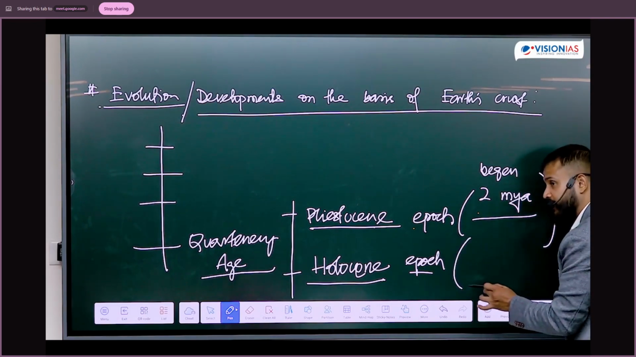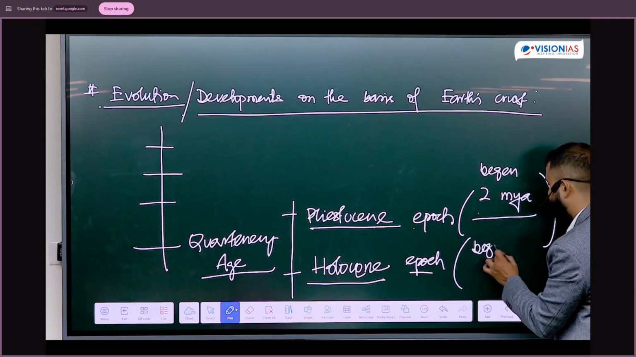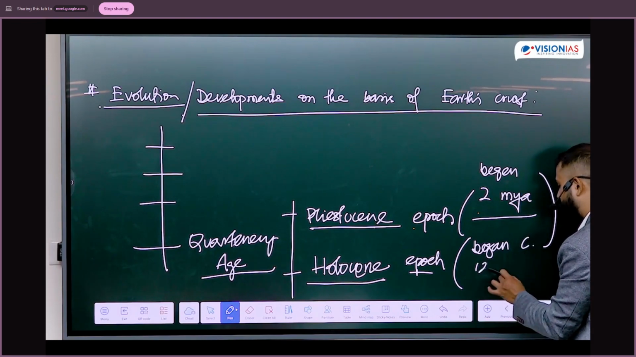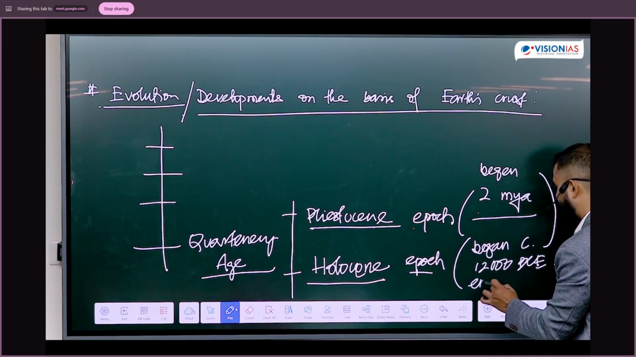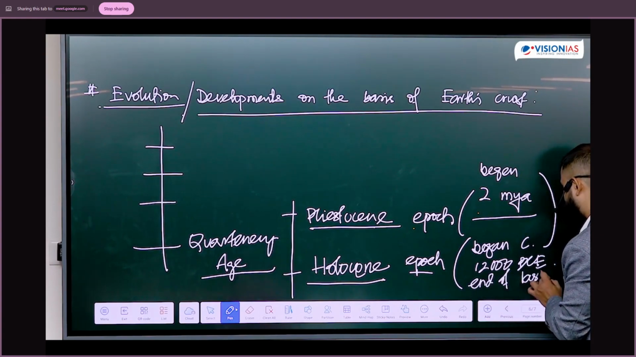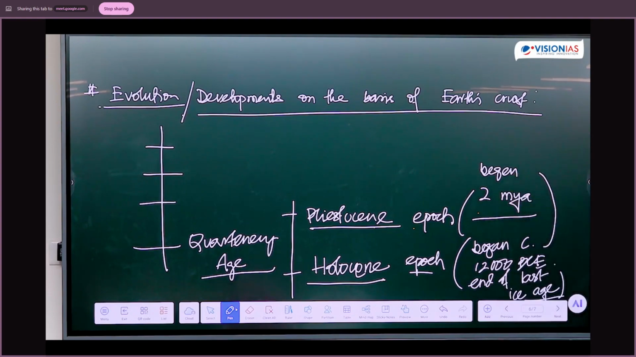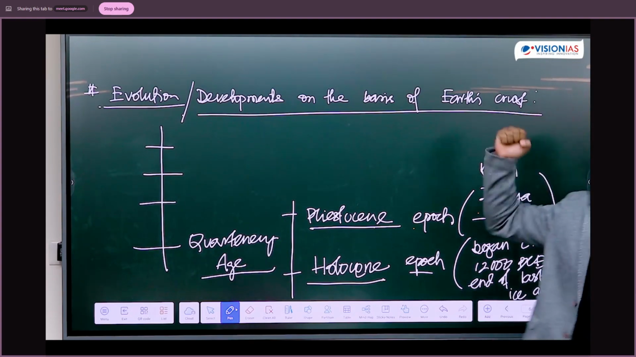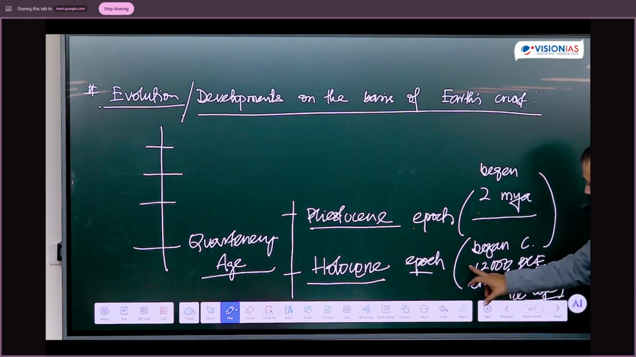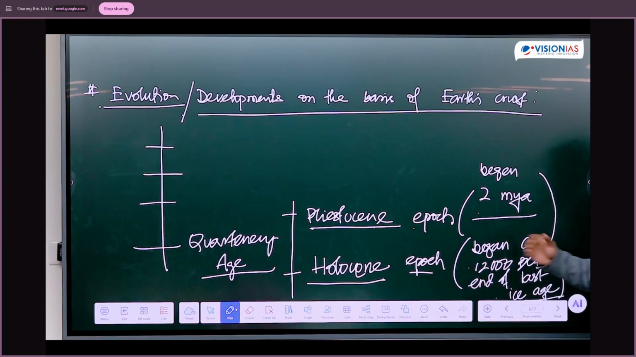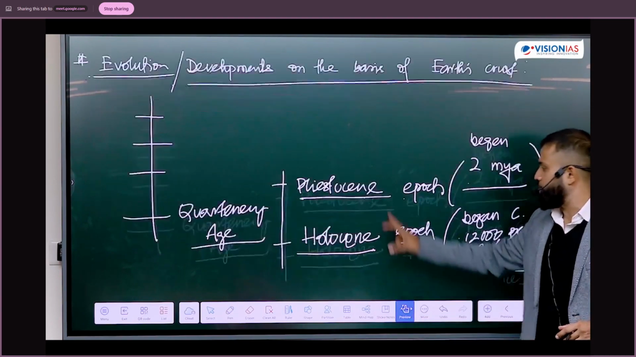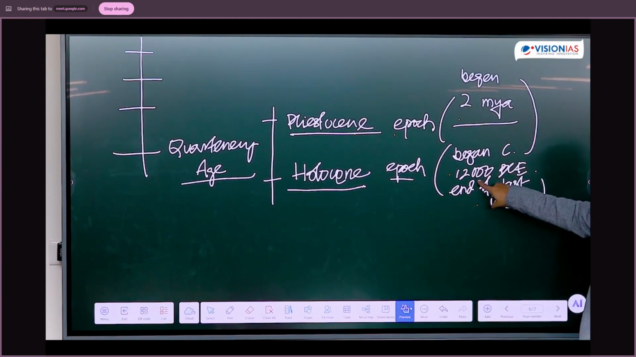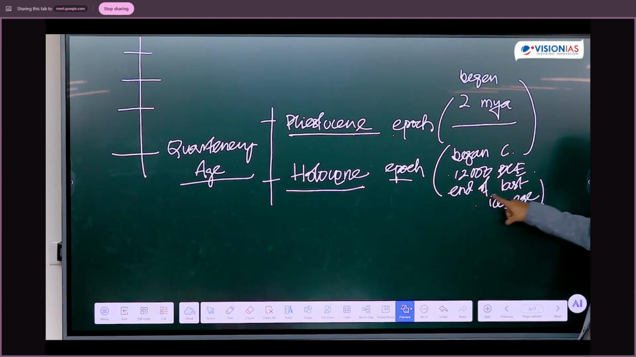Now, what is Holocene epoch? That means it began circa 12,000 BCE. That is end of last ice age. That means ice started melting, the globe started warming up. So this is the end of the last ice age and beginning of global warming. So this is what we know as Holocene epoch. It began circa 12,000 BCE, end of last ice age.